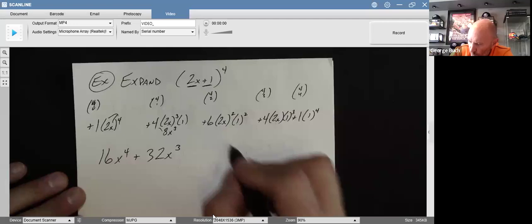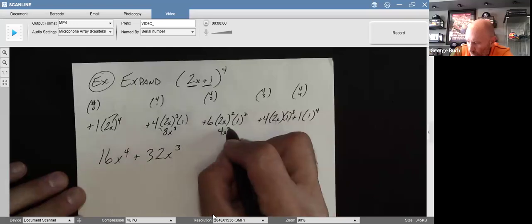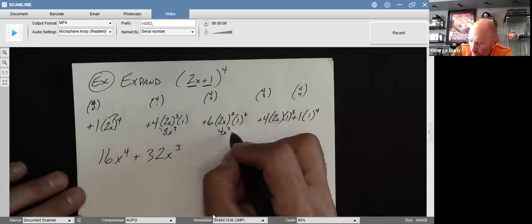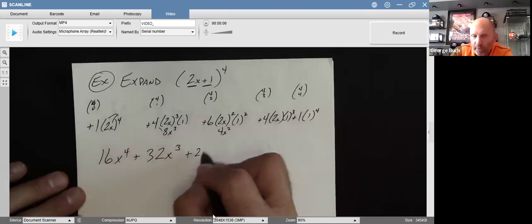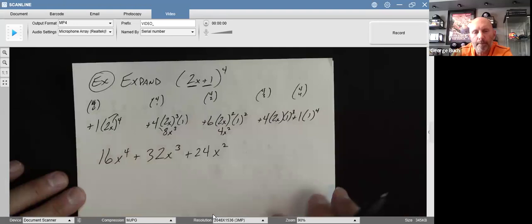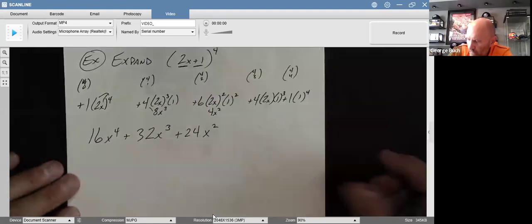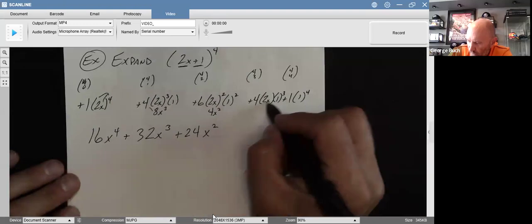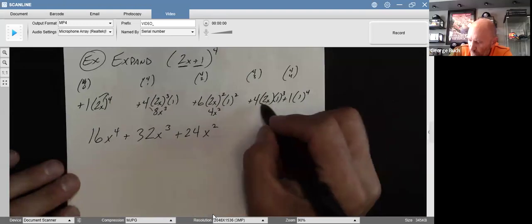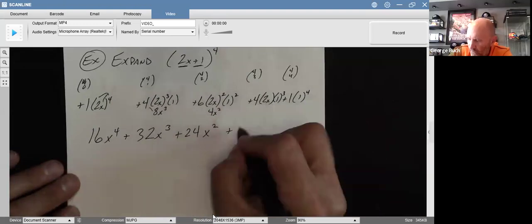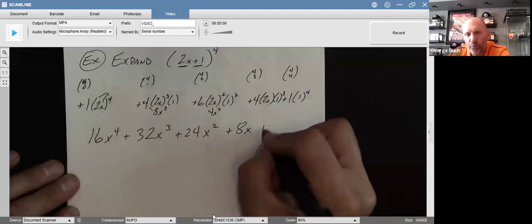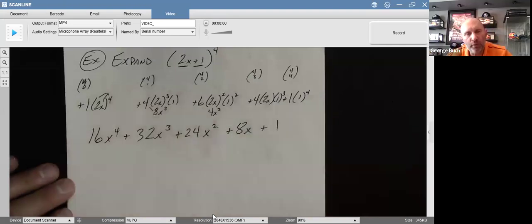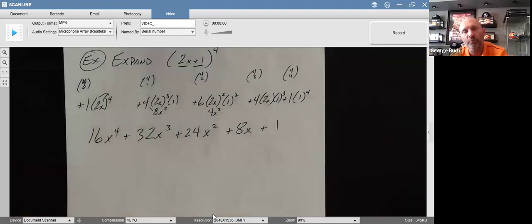Here, 2 squared is 4. So this is 4x squared. 1 squared is 1. 6 times 4 is 24. So 24x squared. Nothing on the 2x this time. 1 to the 3rd is 1. So it's just 4 times 2 is 8. So plus 8x. And then 1 to the 4th power is 1. So that should be your answer for the expansion of 2x plus 1 to the 4th. So that's how you would do it.